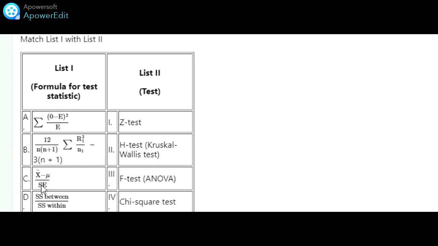Then it's x bar minus mu by standard error. Where do we use this? We use this in the Z test. And SS, sum of squares between by sum of squares within, we use this in the F test, ANOVA. So let's discuss this in detail again. Let's discuss this Kruskal-Wallis test.